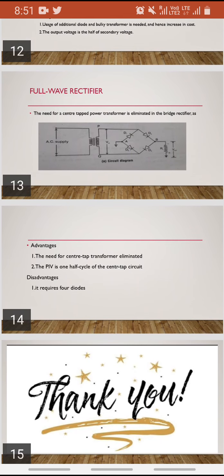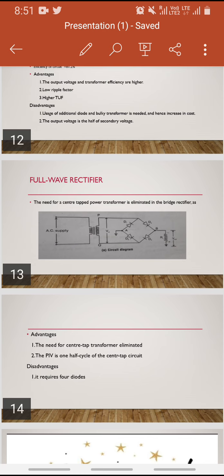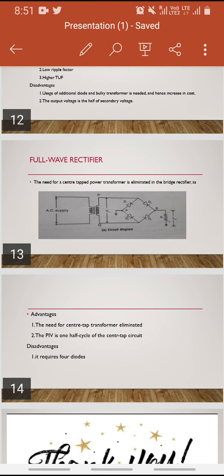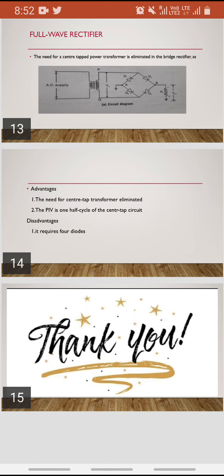And the advantage of this device is that the need for a center tap transformer is eliminated. In the center tap full wave rectifier we need a center tap transformer; here we do not. The PIV is one half of that of the center tap circuit. And the disadvantage is that it requires 4 diodes. And thank you.